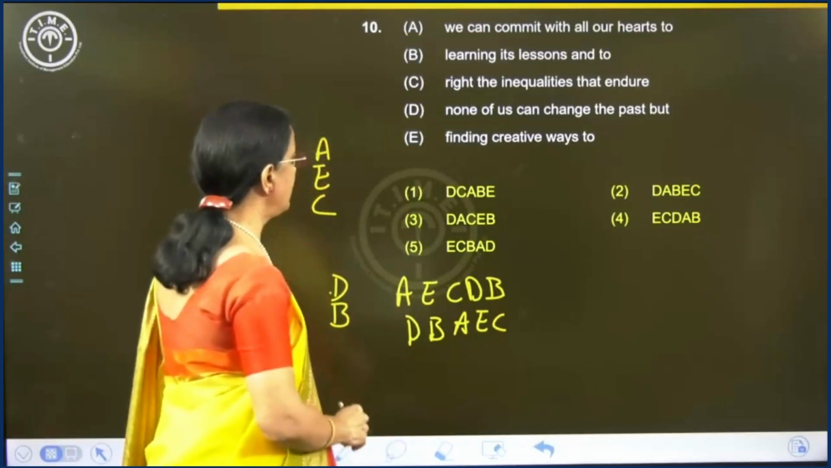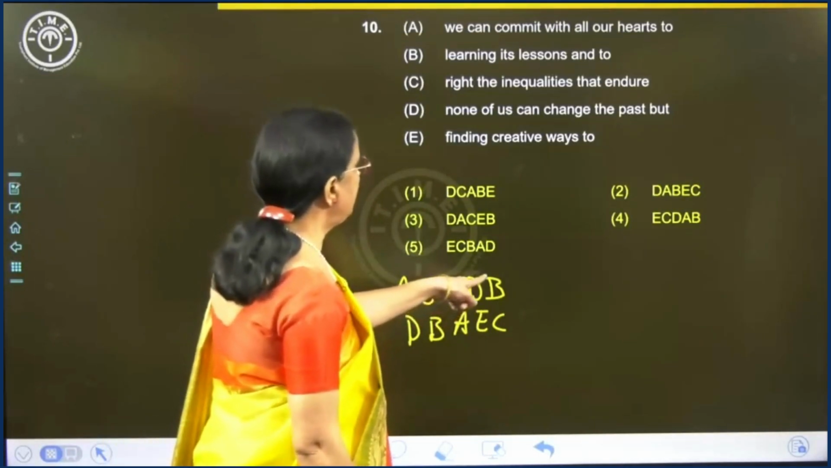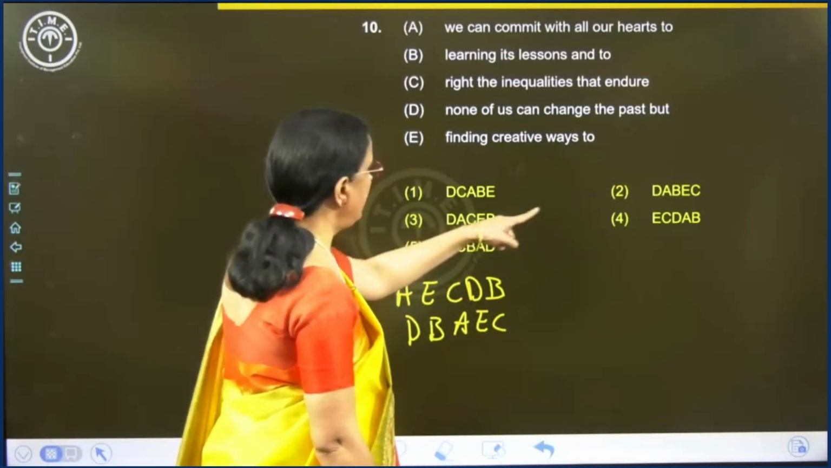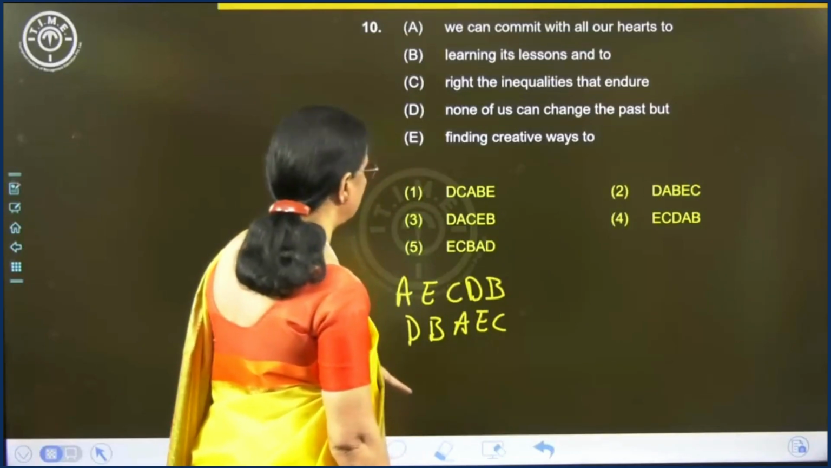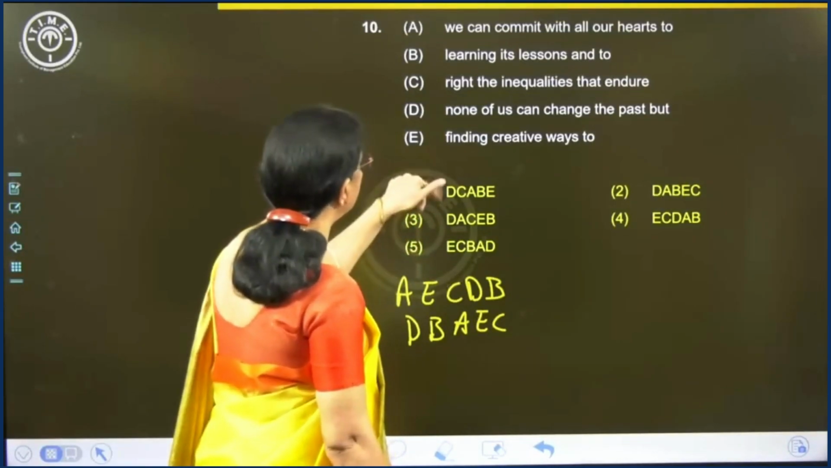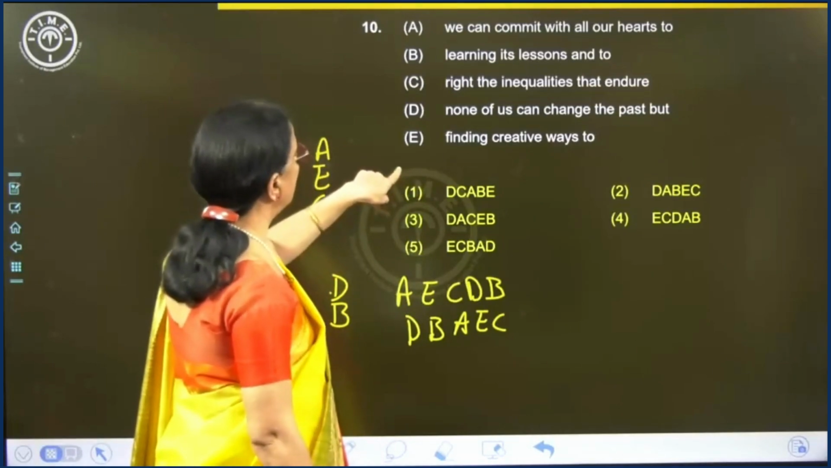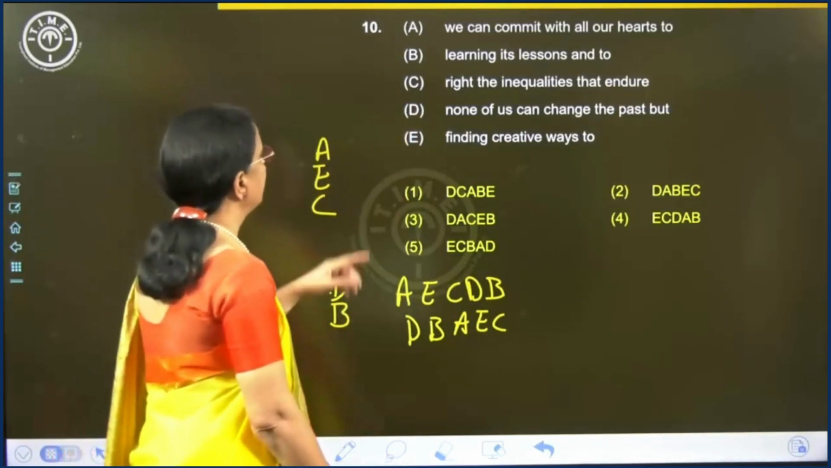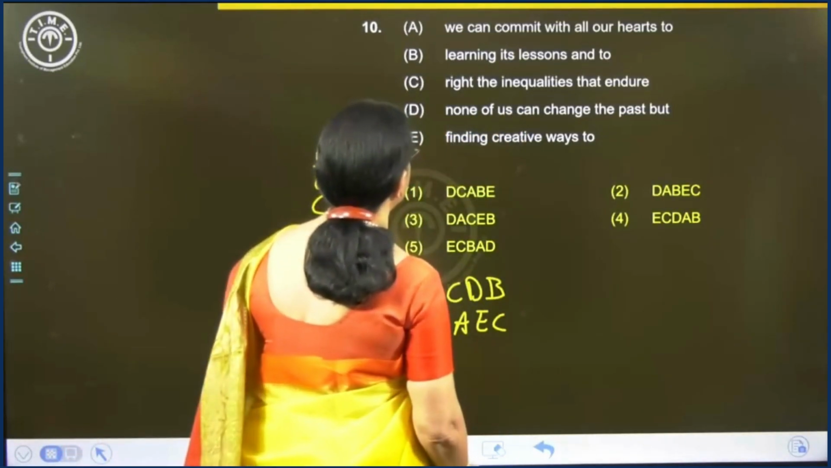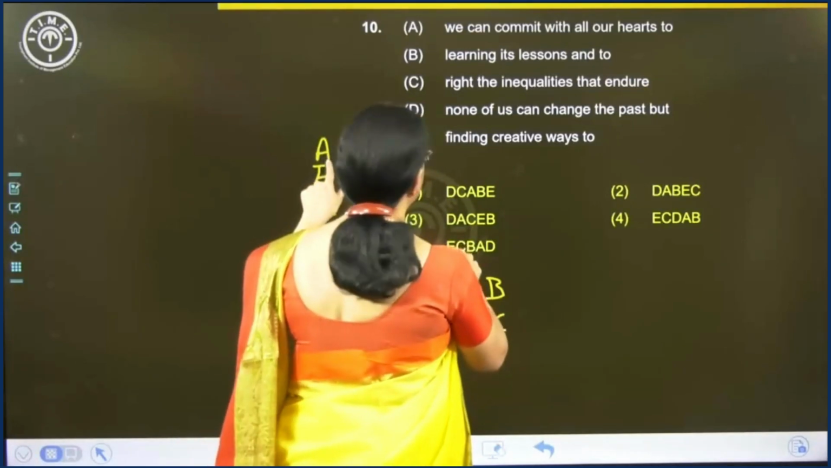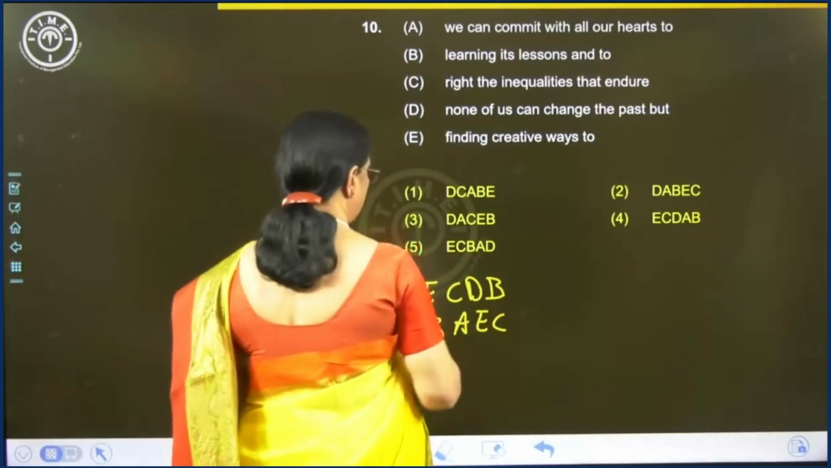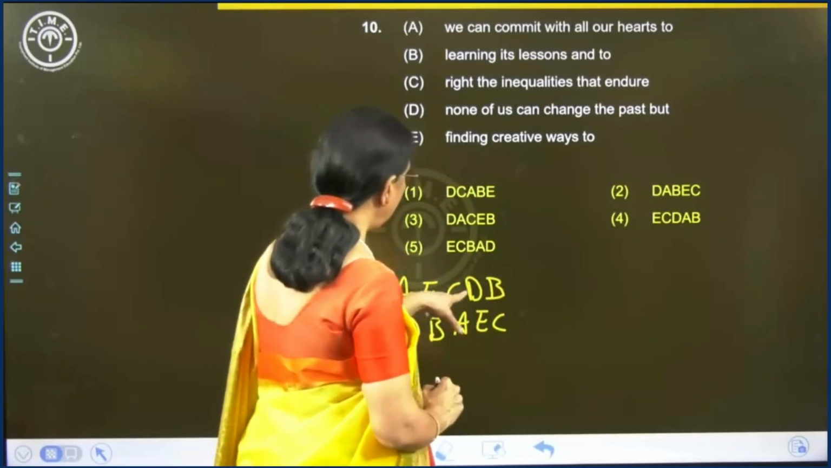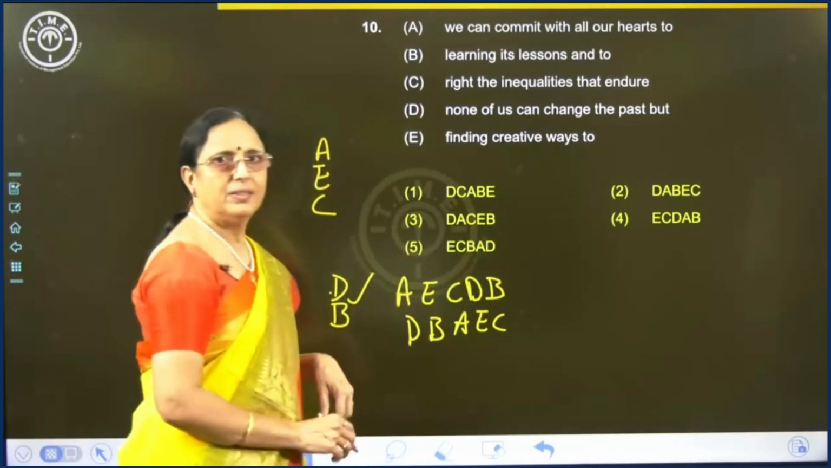Now look at the choices. AE CDB. You don't have AE CDB. DB AEC. Do you have DB AEC? You don't have. So what should we do here? Start with what? None of us can change the past. Look at that carefully. None of us can change the past. So where do you have DB? DB is clear combination. So let's back solve. You don't have DB combination at all.